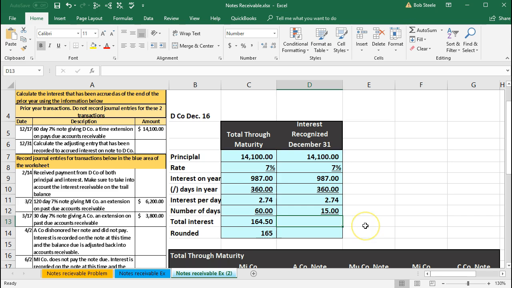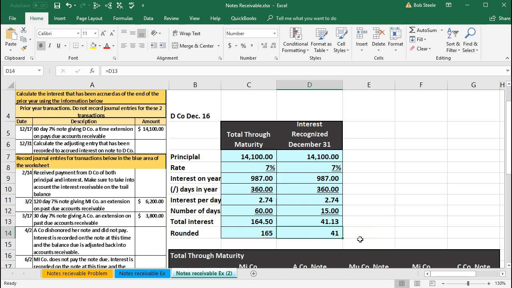Okay, then we're going to multiply this out. This equals the 2.74 times this 15 days. And then I'm going to round it just by putting that same cell down here, which is already formatted for us in order to take off the 13 cents, or equals that 41.13. So $41 about is the interest. What that means is that we're going to earn $41 as of the end of the year, the end of December 31st, of the 165 that we're going to get paid at the end of 60 days. So we earned $41 as of the end of the year.